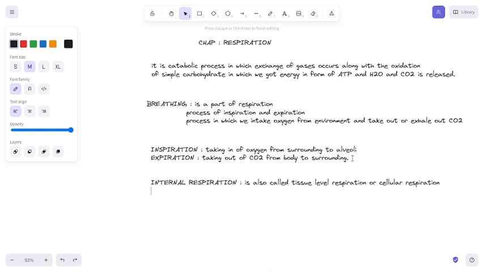If we define this term, we can say it is a process in which O2 and CO2 are exchanged between blood capillaries and tissues.